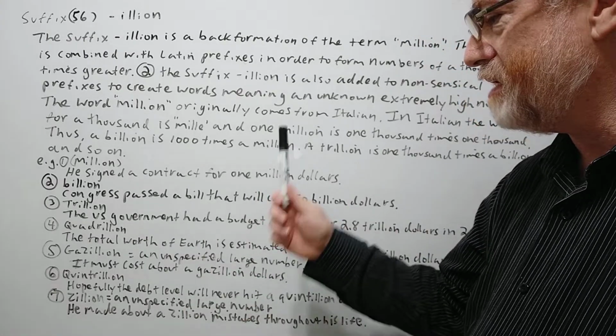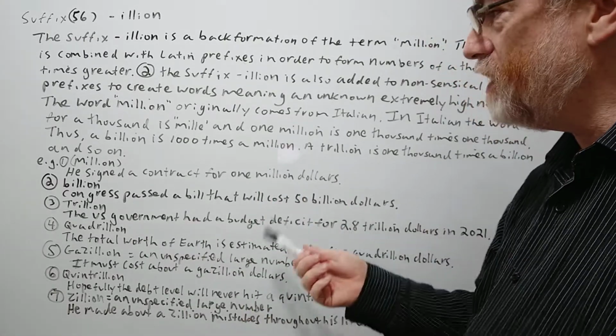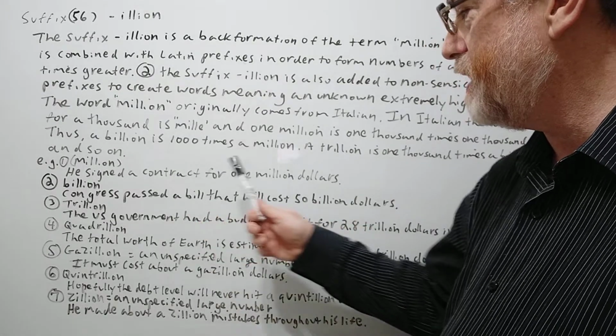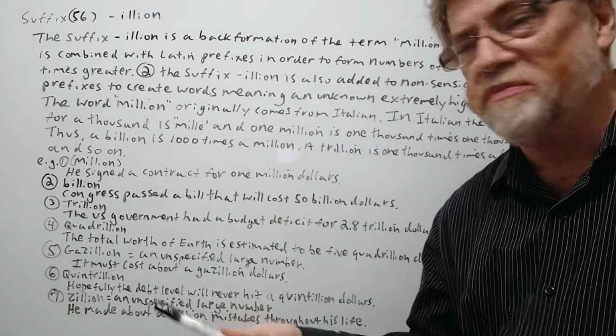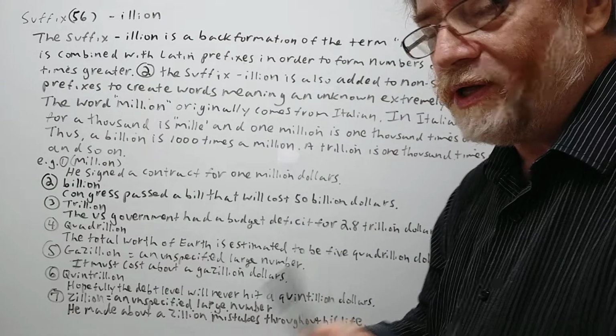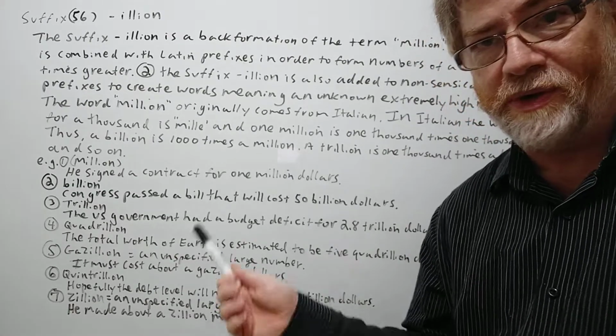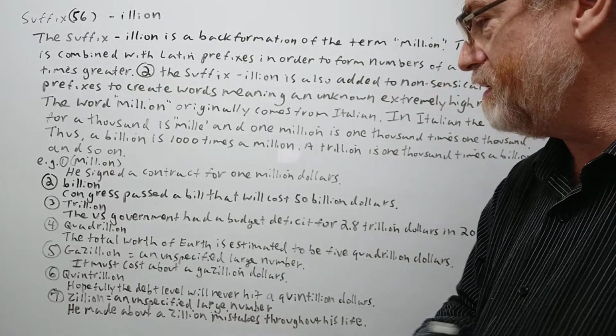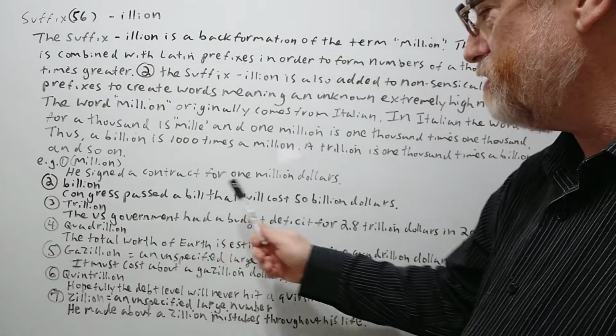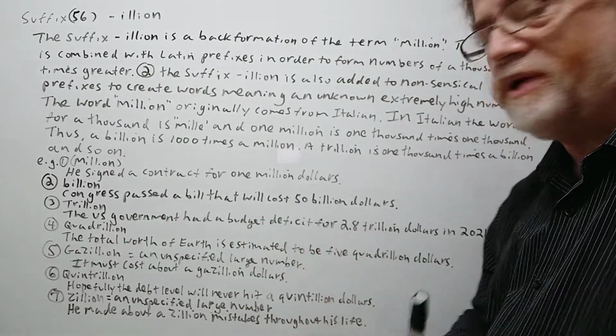So let's cover about 7 terms that we cover here. Well, the first one is the normal one, million. He signed a contract for $1 million. Everybody should know this one. Billion is, due to inflation, a very common number today. Congress passed a bill that cost $50 billion.